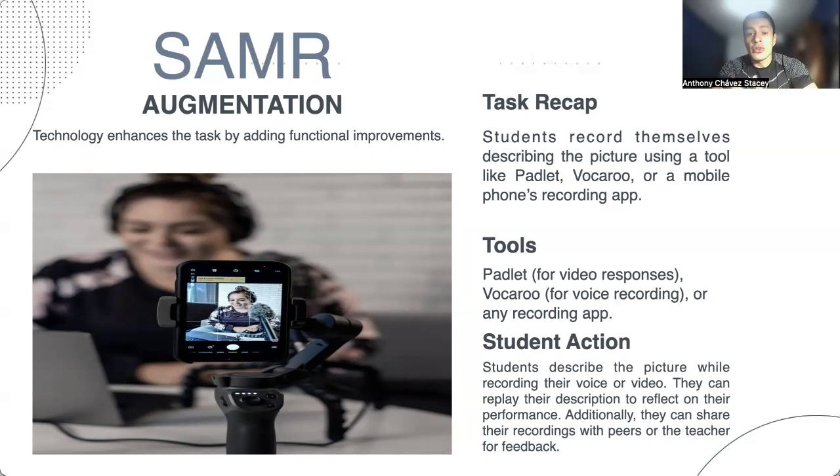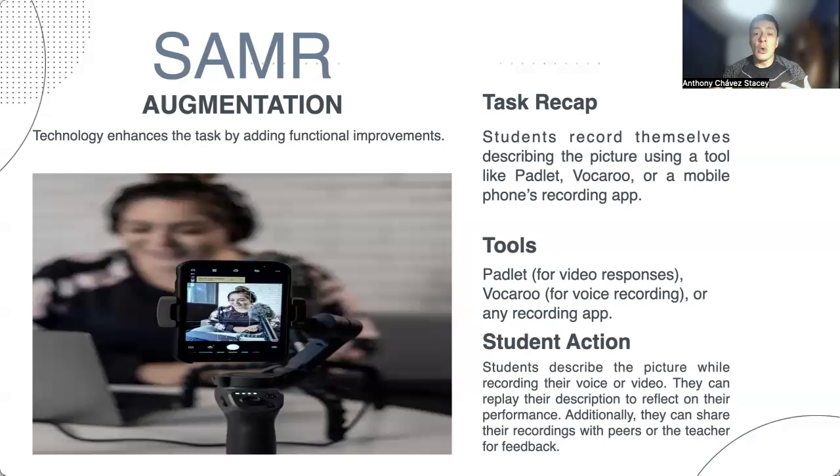Task recap. The students record themselves describing the picture using a tool like Padlet, Bookaroo, or a mobile phone recording app. So right here, the students will record themselves. The tools needed here will be Padlet for video response, Bookaroo for voice recording, or any recording app. The students will describe the picture while recording their voice or video. They can replay the description to reflect on their performance. Additionally, they can share the recording with peers or the teacher for feedback.